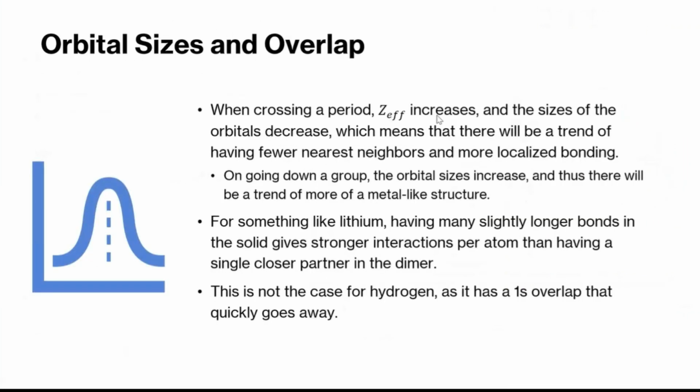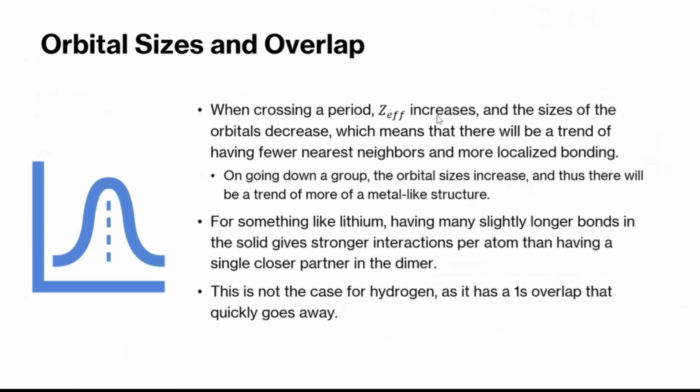Now, we're going to look at more orbital size and overlap. When crossing a period, the effective nuclear charge increases, and the size of the orbitals decreases, meaning that there will be a trend of having fewer nearest neighbors and more localized bonding. If we go down a group, those orbital sizes will increase, and thus there will be a trend of more of a metal-like structure, right?